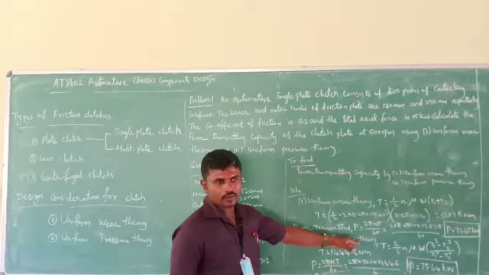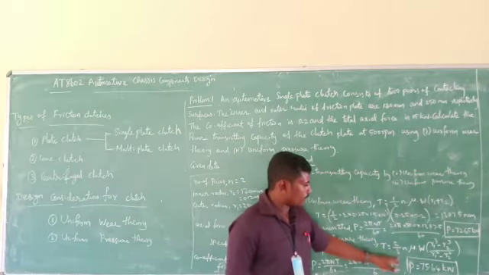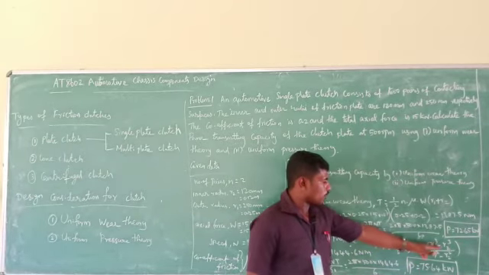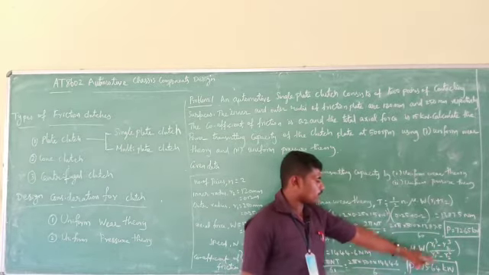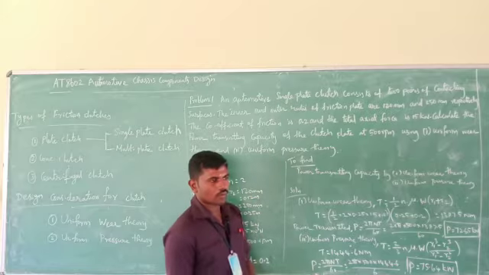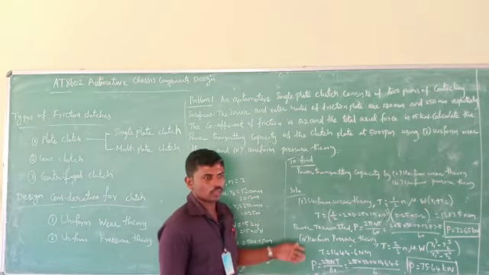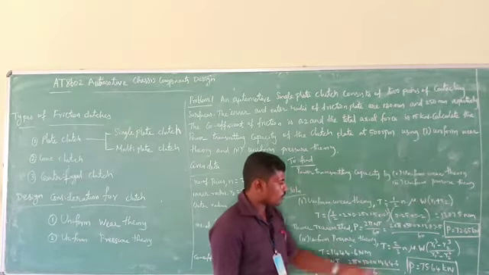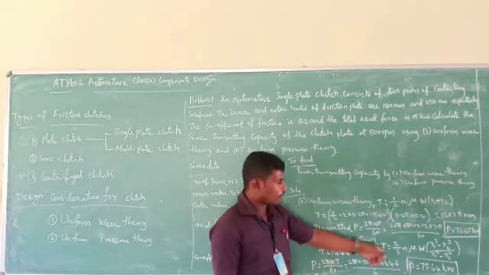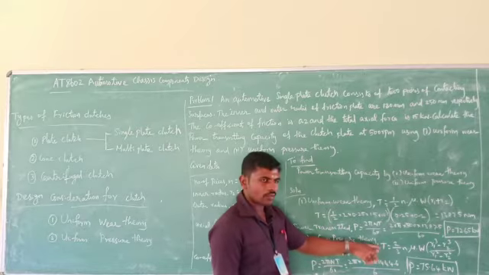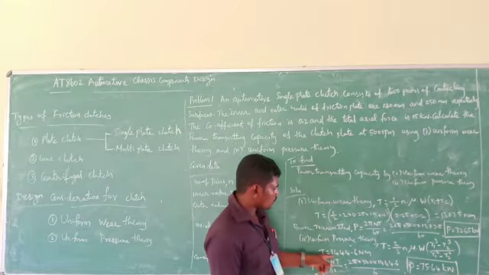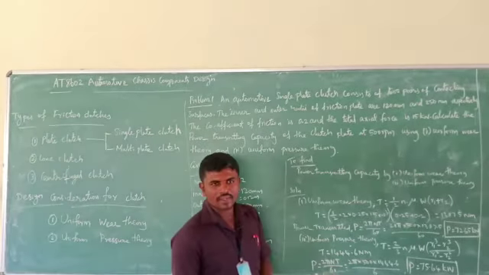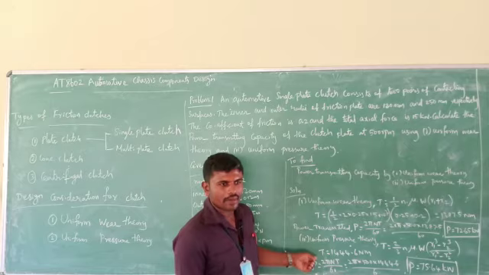What's the formula for finding the torque? T equal to 2 by 3 n into mu into W into (R1 cube minus R2 cube) divided by (R1 square minus R2 square). This is the formula for finding the torque from the uniform pressure theory. Here we can substitute all the values in this equation and find the torque. The torque value will be 144.6 newton meter.